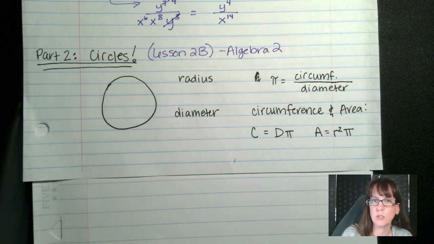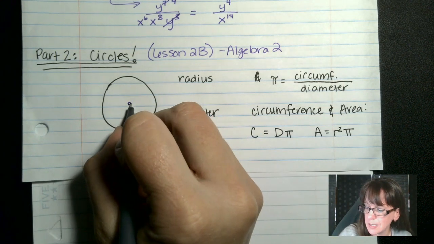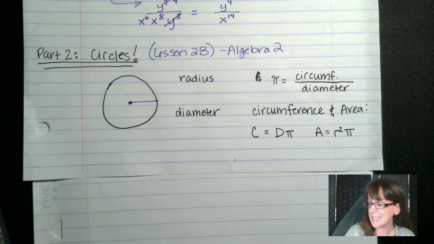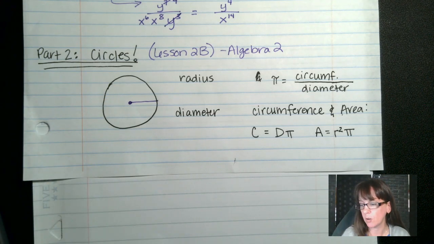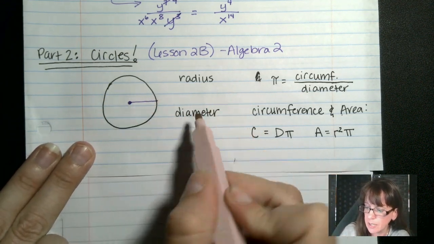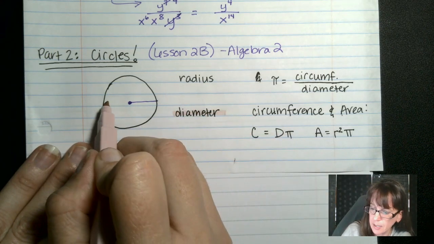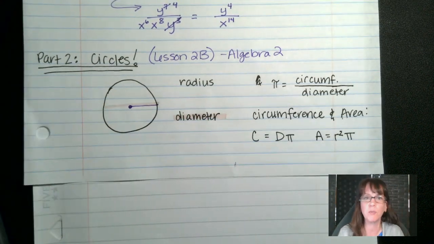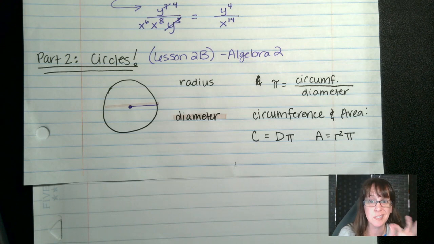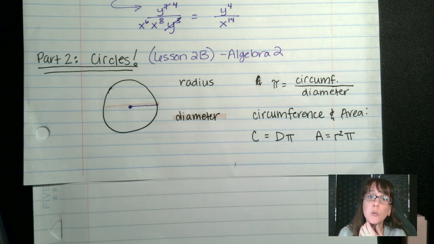We're talking circles. Just a quick reminder, a radius goes like this, and then a diameter would be all the way across. So if we had a diameter, that would look like this guy, all the way across. Both of those things touch the center. So the radius goes from the center outwards. The diameter goes through the center.